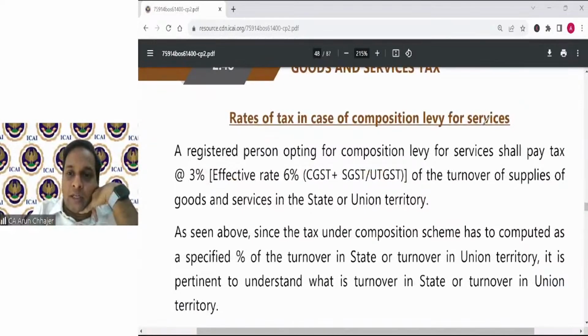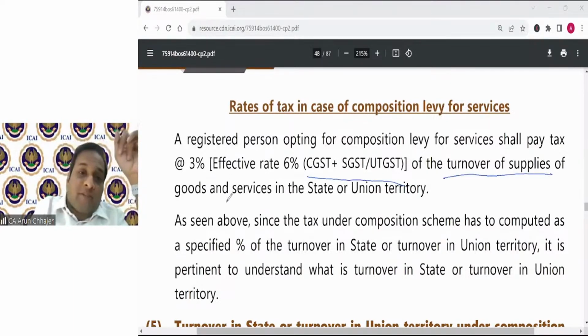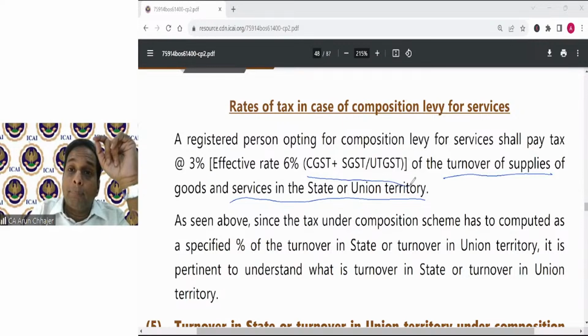Rate of the tax on composition for services, 10(2)(a). What is the rate? Here the rate would be 6%, again, of the turnover of the supplies of the goods or services in the state or UT. It means on the total amount, including exempted.